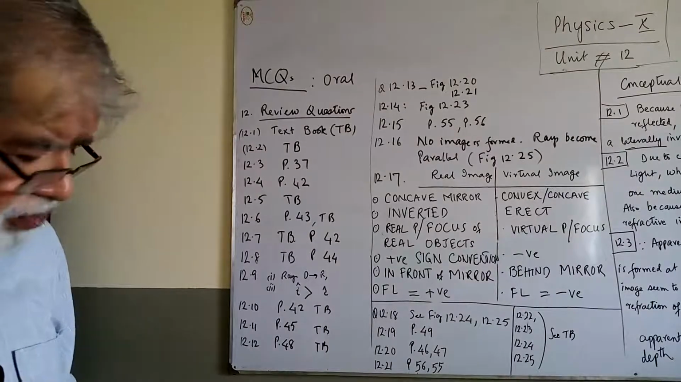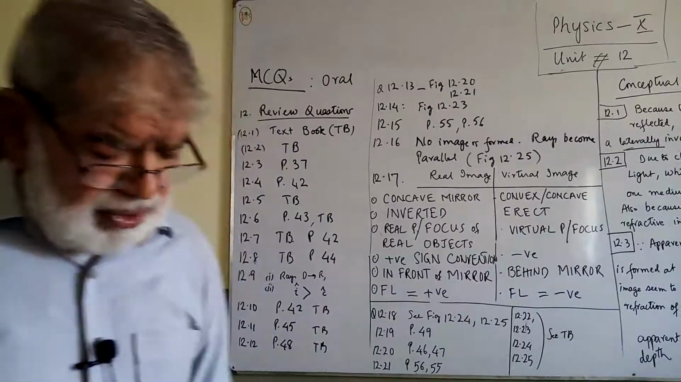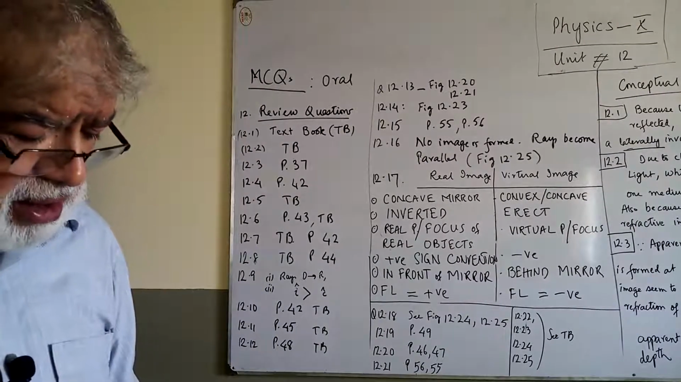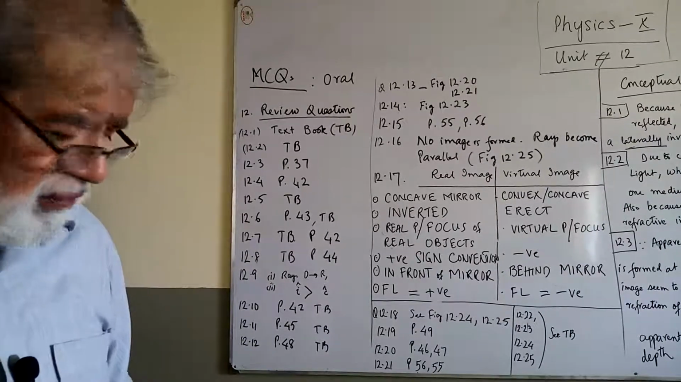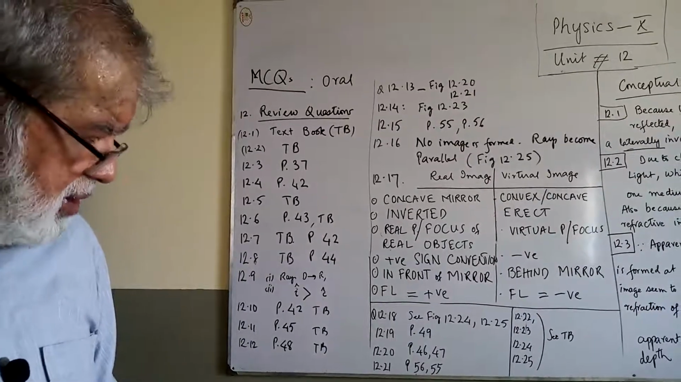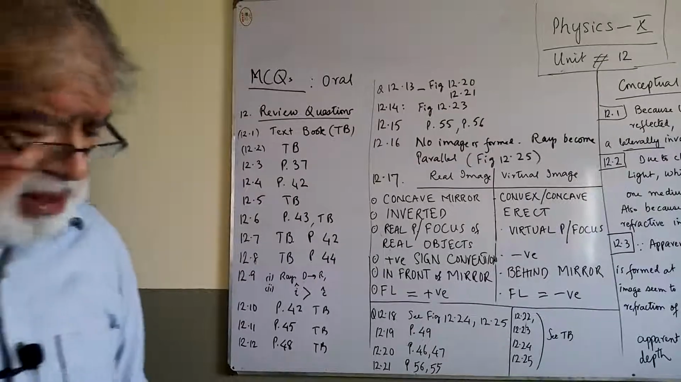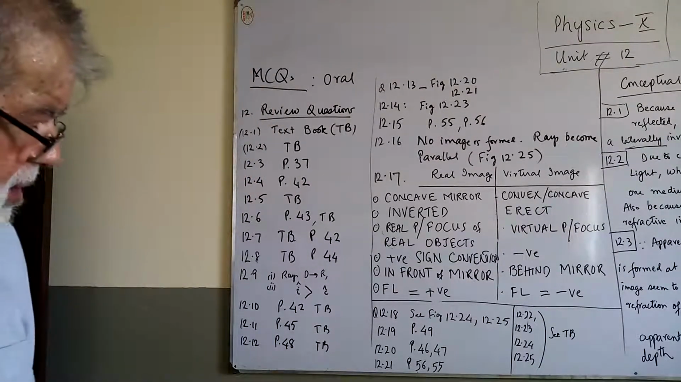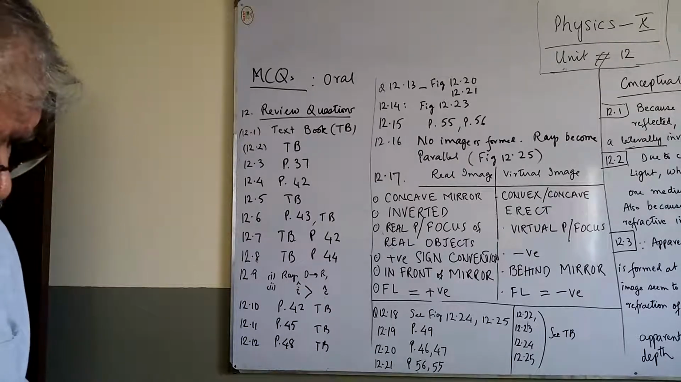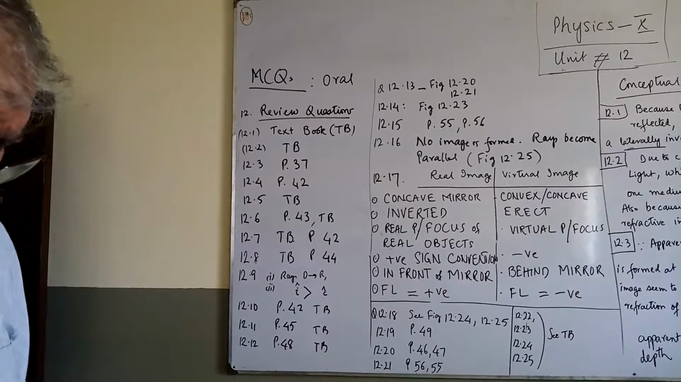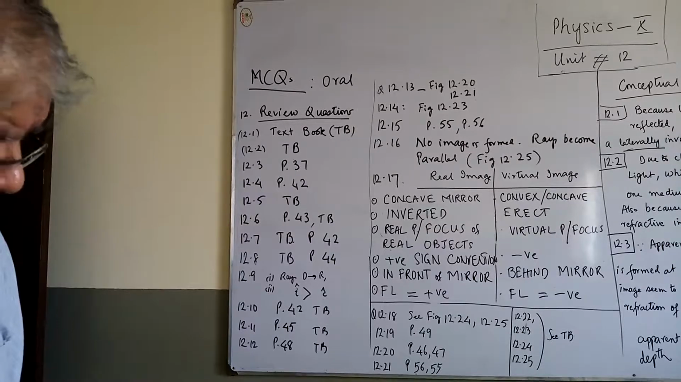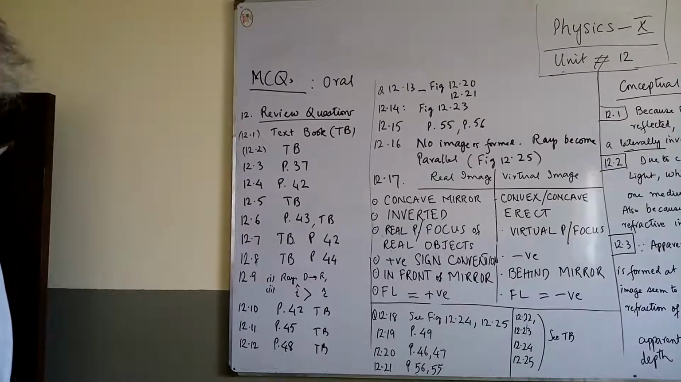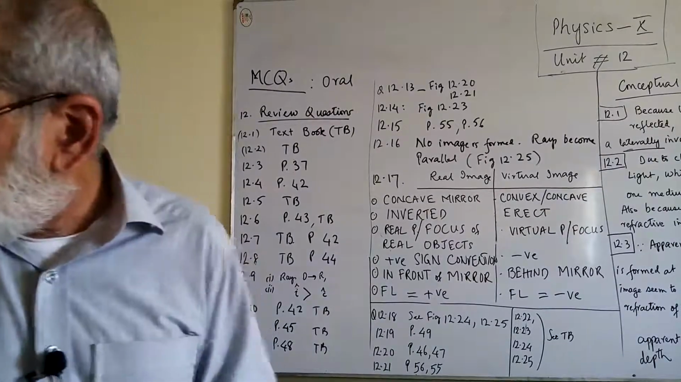12.24. Draw ray diagrams to show the formation of images in the normal human eye. For this you have to see figure 12.37. What is meant by the terms nearsightedness and farsightedness? How can the defects be corrected? Please see page 60, it's given in the book.